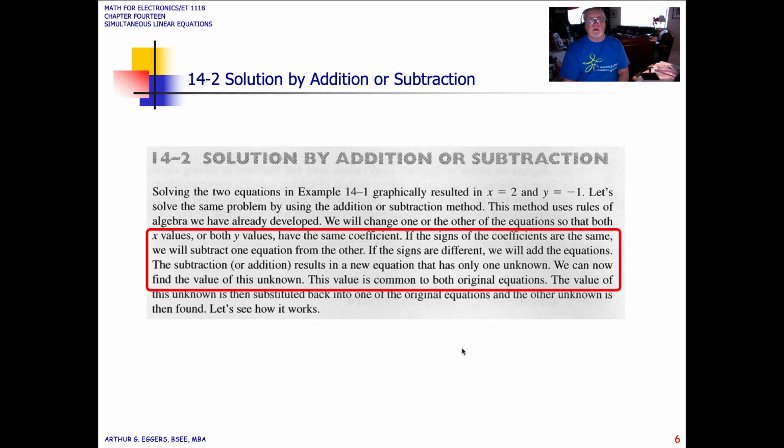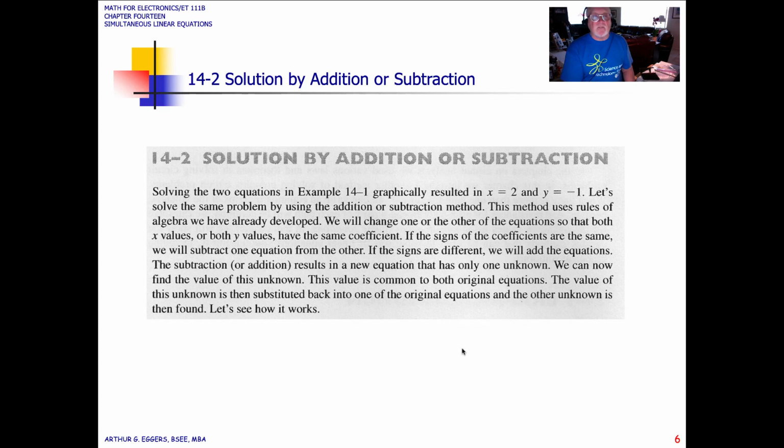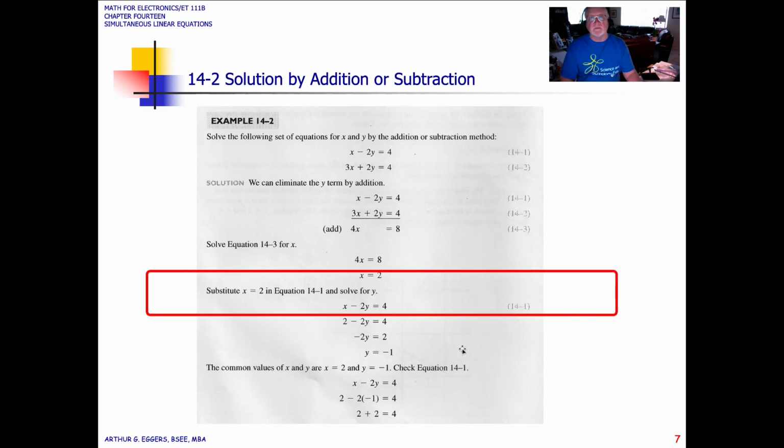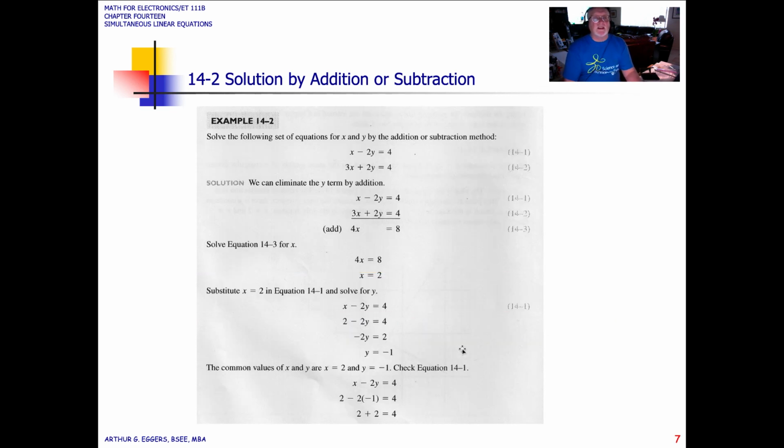The subtraction or addition results in a new equation that has only one unknown. And typically in algebra, we call this solving one in terms of another. We can now find the value of the unknown. This value is common to both original equations. The value of this unknown is then substituted back into one of the original equations, and the unknown is found. So we'll see how that works. This type of solution is very common in dealing with vectors. So, vector solutions use this type of solution method. So let's take an example.